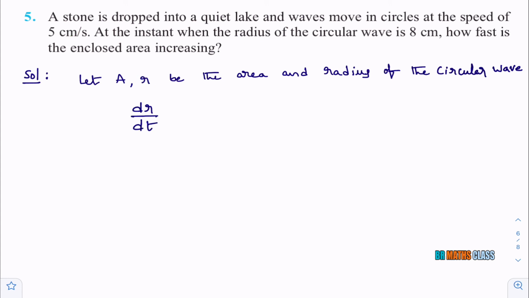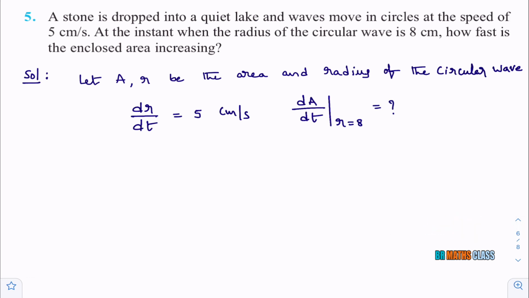I hope you are understanding. So they gave 5 centimeter per second. That's why we identified that this is dr by dt, equal to 5 centimeter per second. If you observe further, at the instant when the radius of the circular wave is 8 centimeter, that means when r equal to 8, how fast the enclosed area is increasing. That means we need to calculate dA by dt when r equal to 8.